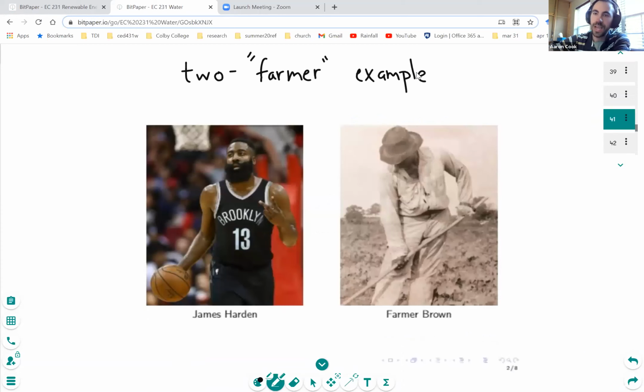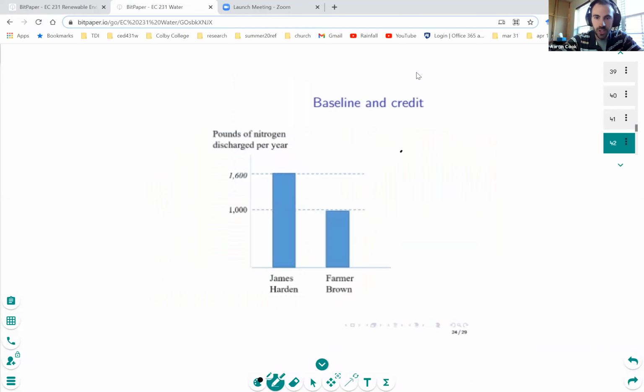And so we had an example with two farmers. We had Farmer Brown, he had already cleaned up quite a bit of his runoff, and he had sort of managed his runoff to a large extent already. James Harden, great scorer, but he didn't do very much for his nutrient runoff. So the initial levels that these guys are at are, just for these simple examples that I made up, 1,600 pounds of nitrogen discharge per year from James Harden, only 1,000 pounds for Farmer Brown.